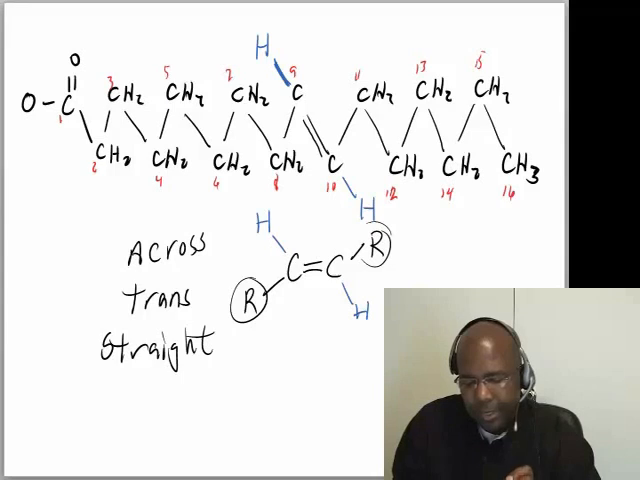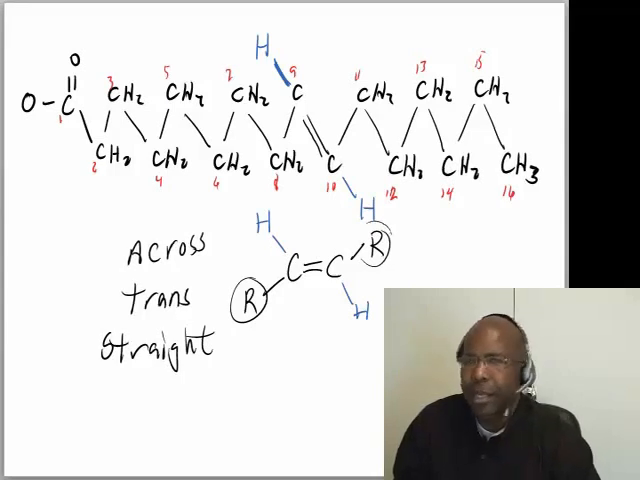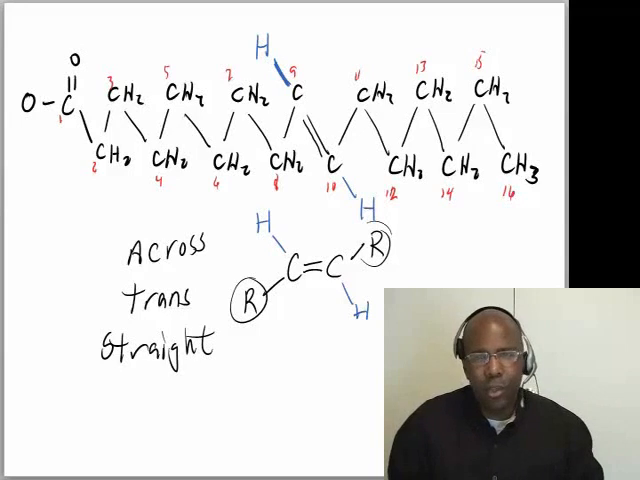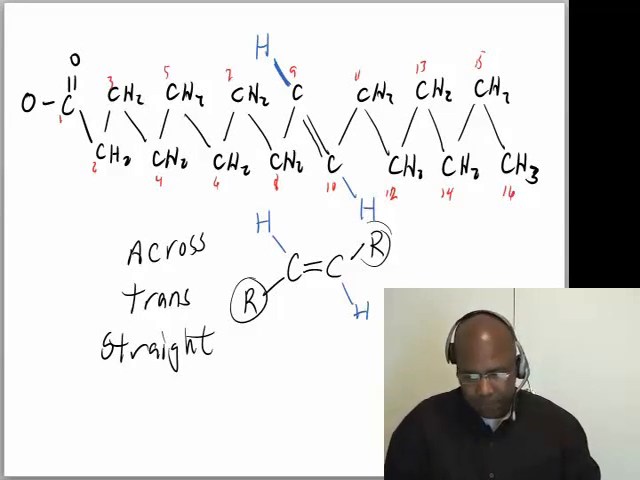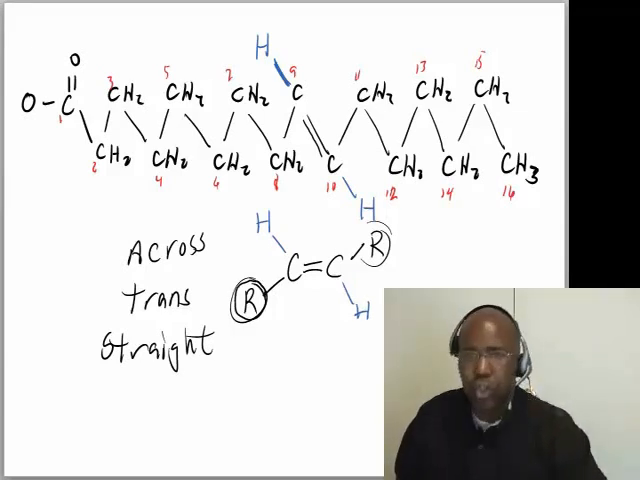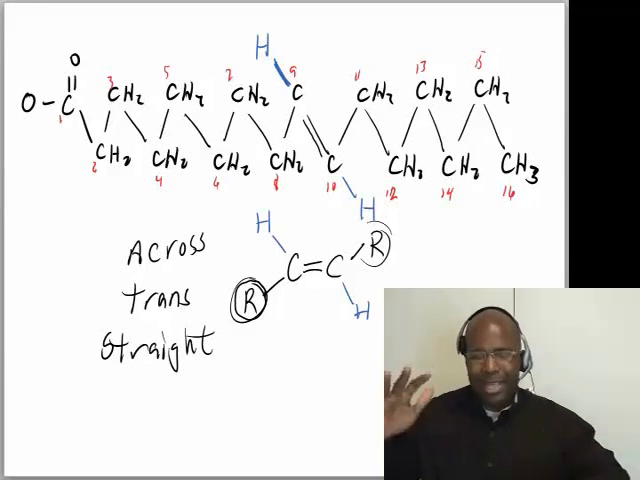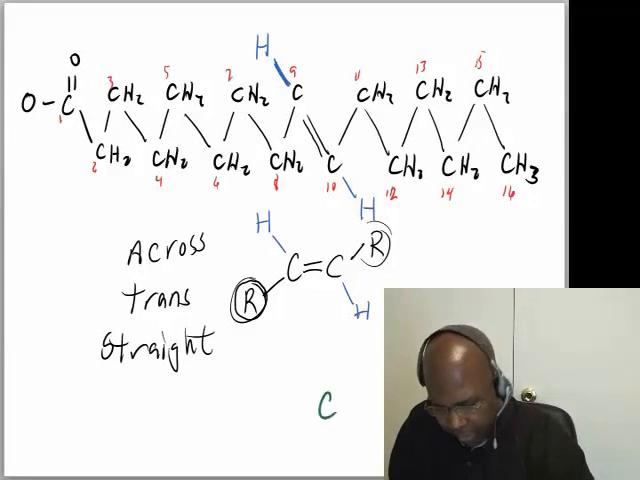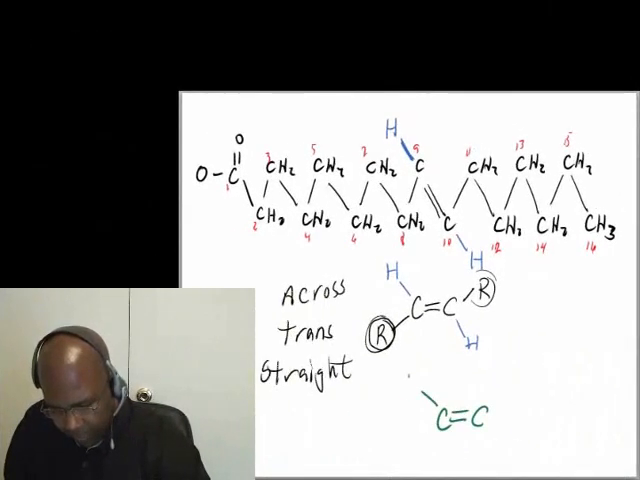Now, this is not the type of double bond that's found in us, in human beings, in mammals. A few bacteria can do this, but no higher organisms have trans double bonds. So a trans double bond is when the two hydrocarbons are on opposite sides of the double bond. The opposite of that is a cis double bond. And a cis double bond looks like this. The two hydrocarbons are on the same side.